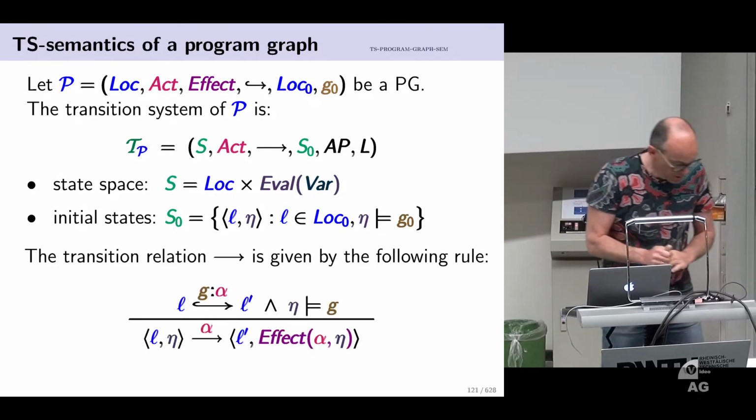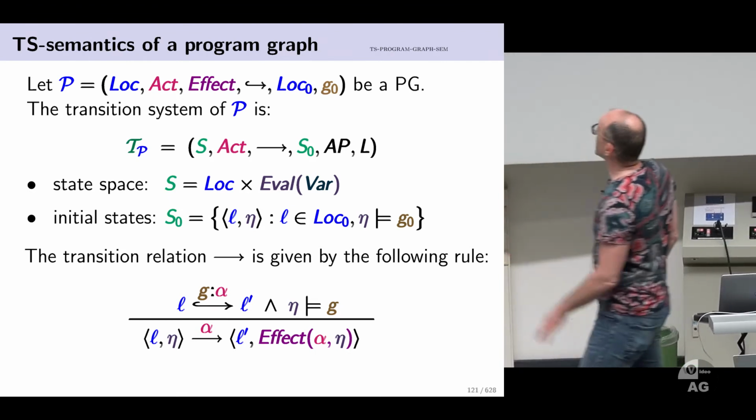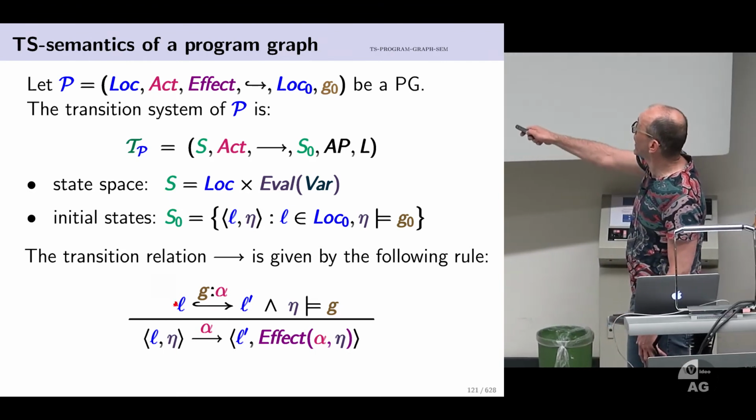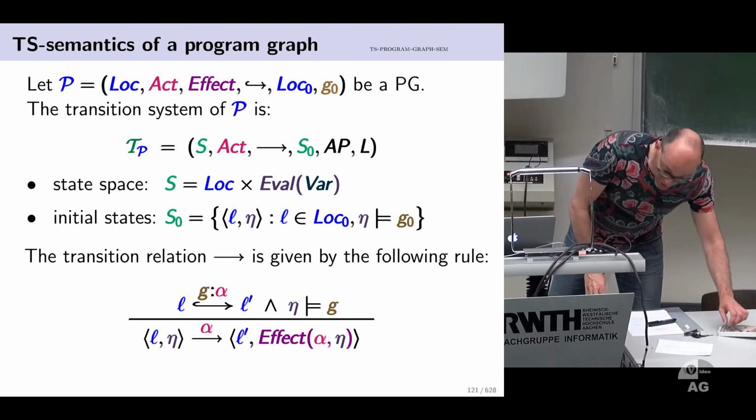Good. The hardest part is maybe the transition relation. So what's the transition relation? This is given as follows. So in the graph, we go from L to L prime. So let's make an example.